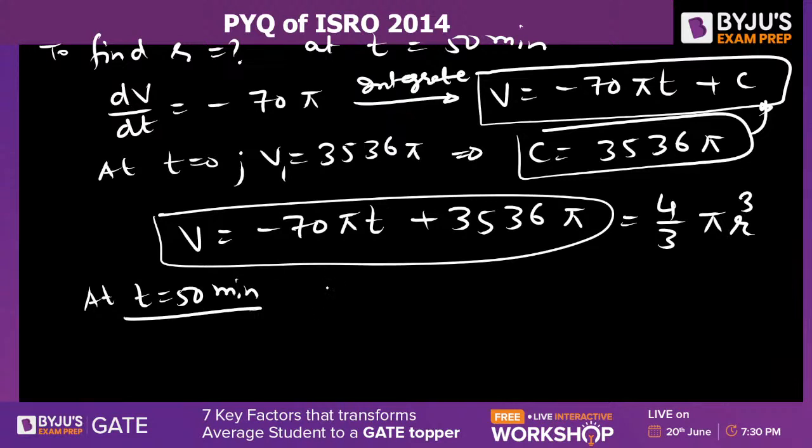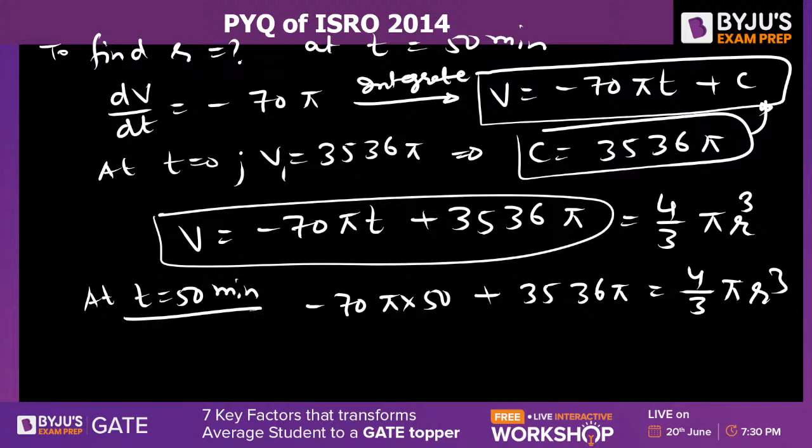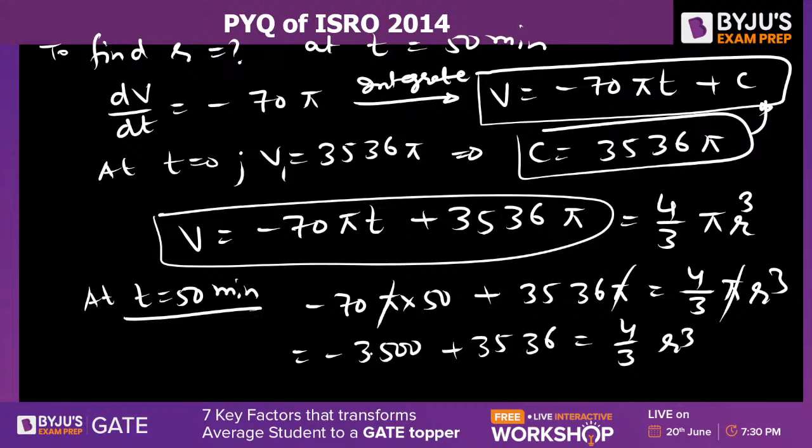At t is equal to 50 minutes, it is minus 75 pi into 50 plus 3536 pi is equal to 4 by 3 pi r cube. Pi getting cancelled out from each and every term. So it will be minus 3750 plus 3536 is equal to 4 by 3 into r cube. So how much it will be? It will be 36.